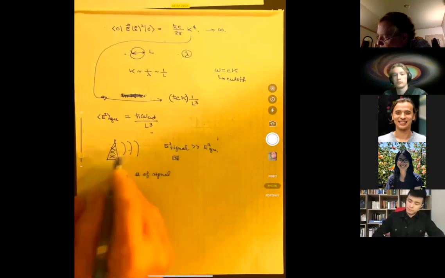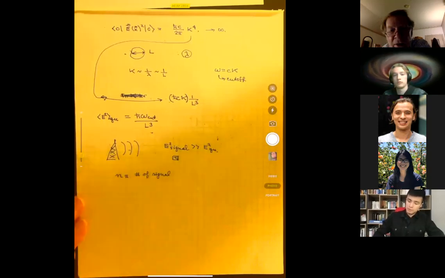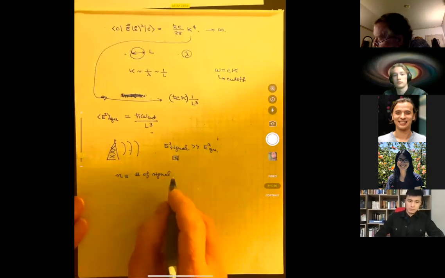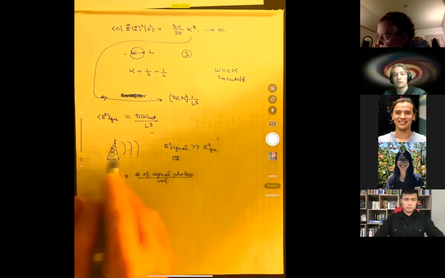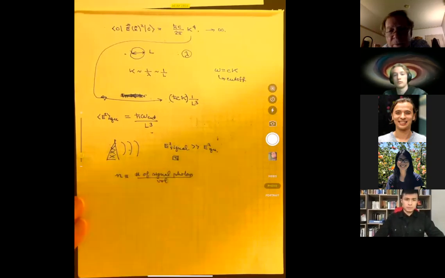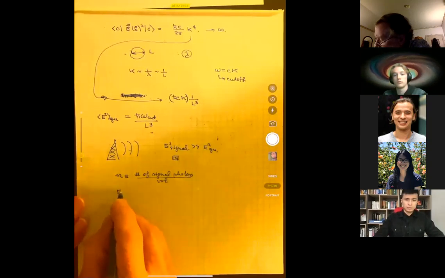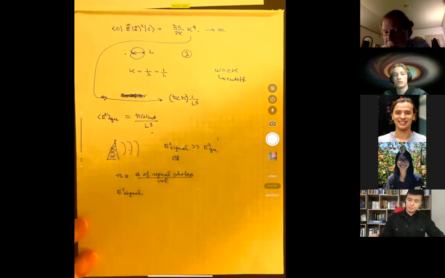I mean, this antenna is blasting out photons in all directions. Let's let N be the number of signal photons per unit volume wherever you are. It diminishes, of course, the further away you move from the antenna. If so, for the E squared signal, I'll remind you that in the units we're using, which are Gaussian units, the energy density in space is E squared plus B squared over 8 pi.